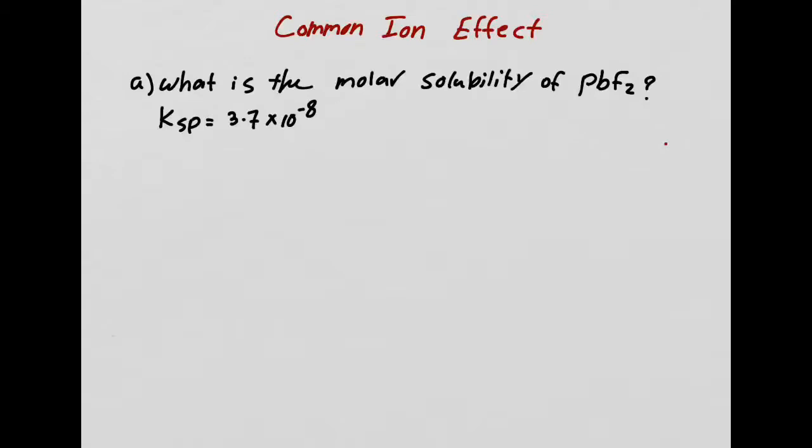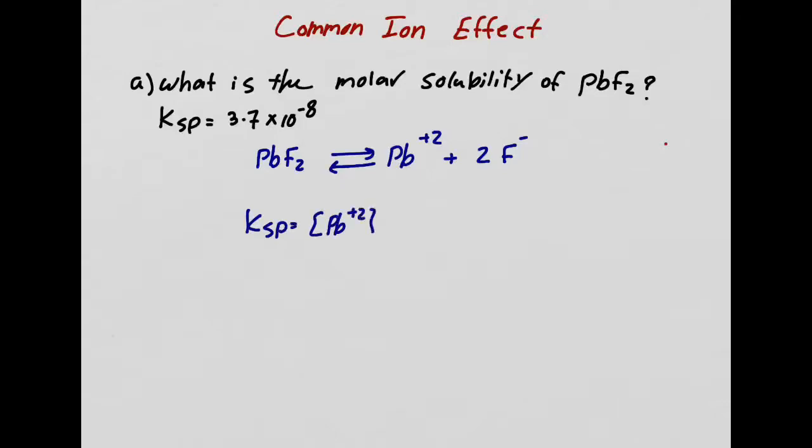Hopefully this should be a piece of cake right now, but don't forget what I taught you. Don't get ahead of yourself. Always write down the basics. It's an equilibrium equation because I have KSP. That means some of the lead-2 fluoride is going to break up into ions. It's going to break up into Pb plus 2 and 2F minus. And you are going to write down the KSP expression, which is the concentration of lead-2 ion times the concentration of fluoride to the power of 2.